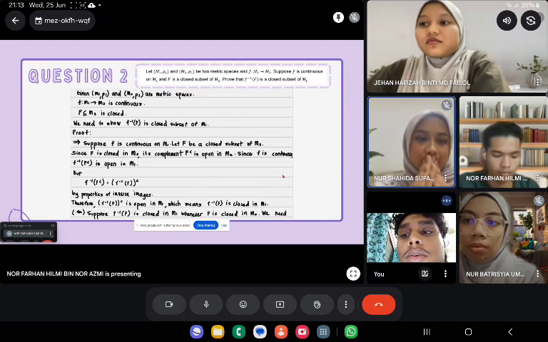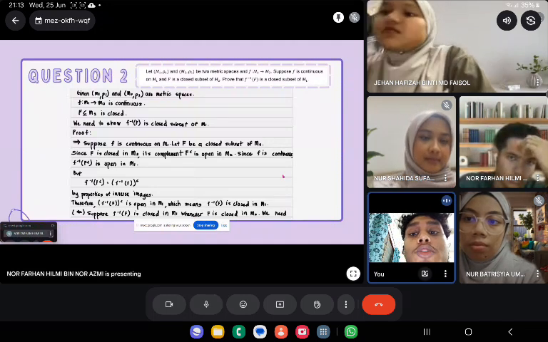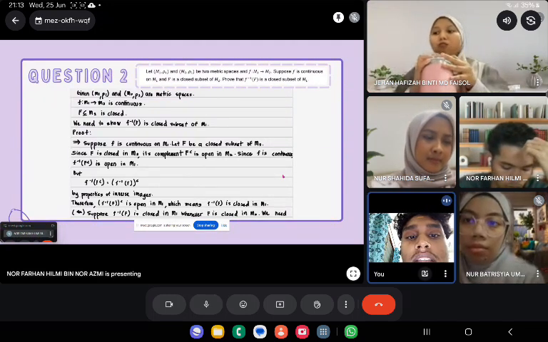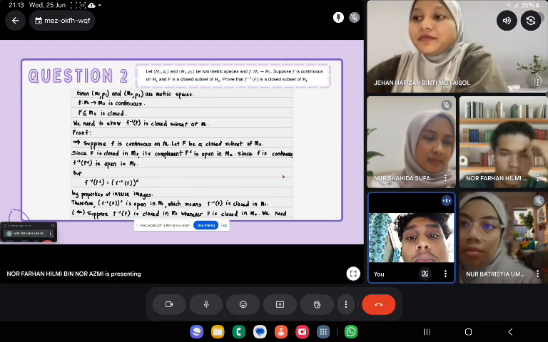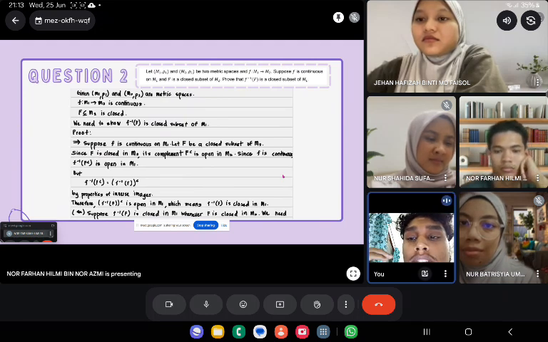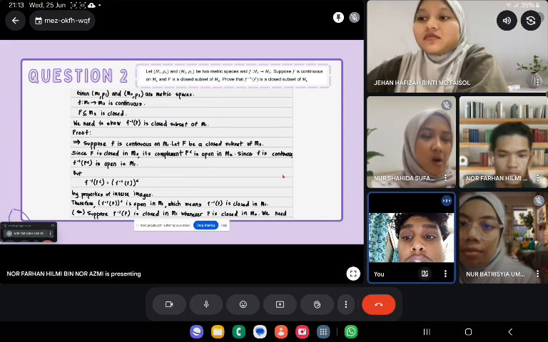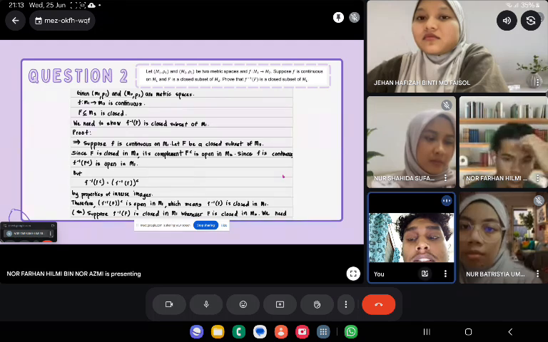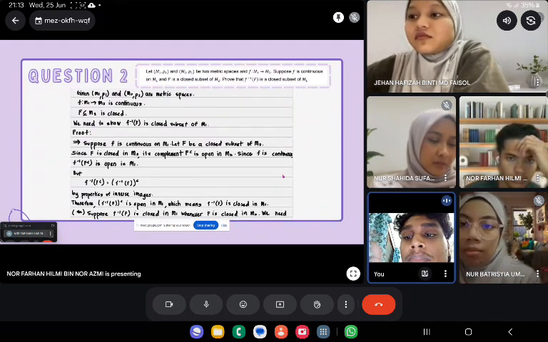Okay, for question number 2, we have (M1, P1) and (M2, P2) as two metric spaces, and f from M1 to M2. Suppose f is continuous on M1 and F is a closed subset of M2, then we need to prove that f inverse of F is a closed subset of M1. From the question, we know that (M1, P1) and (M2, P2) are metric spaces, and that f from M1 to M2 is continuous, so F, a subset of M2, is closed.